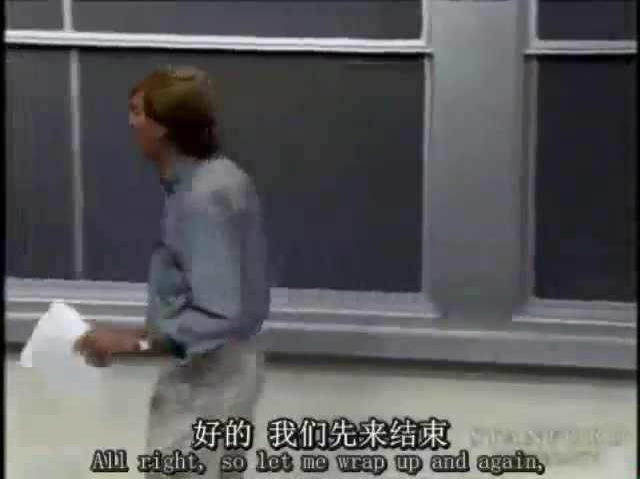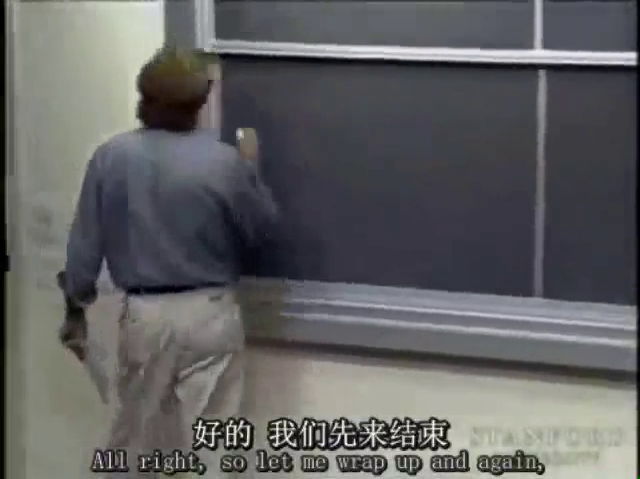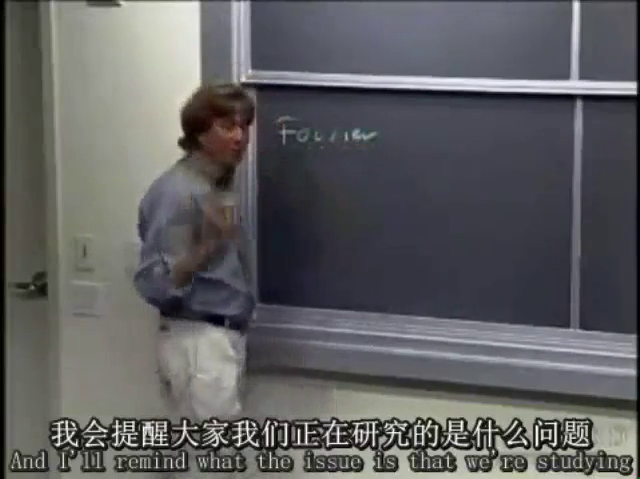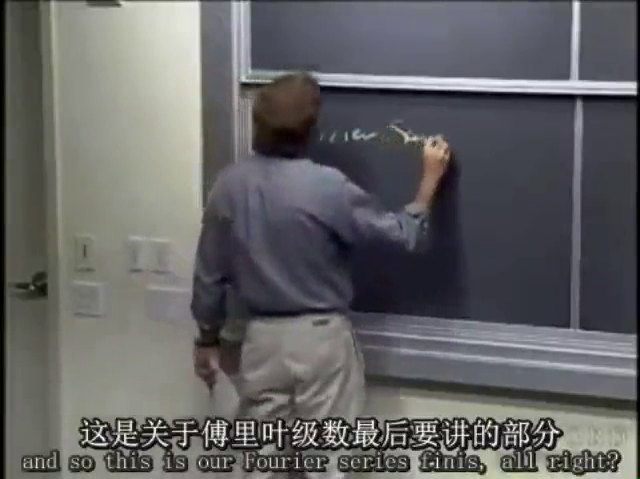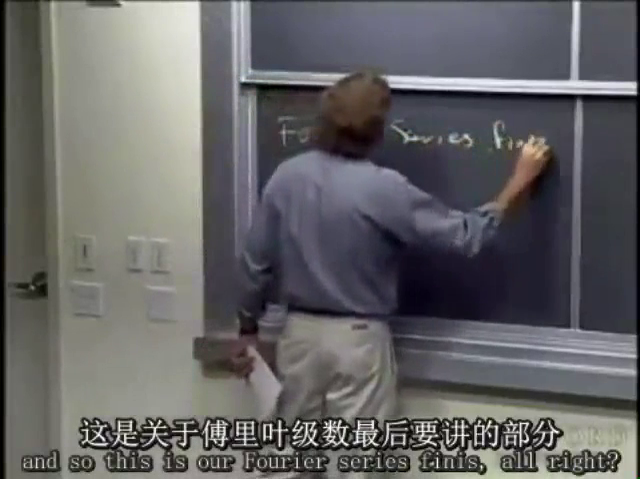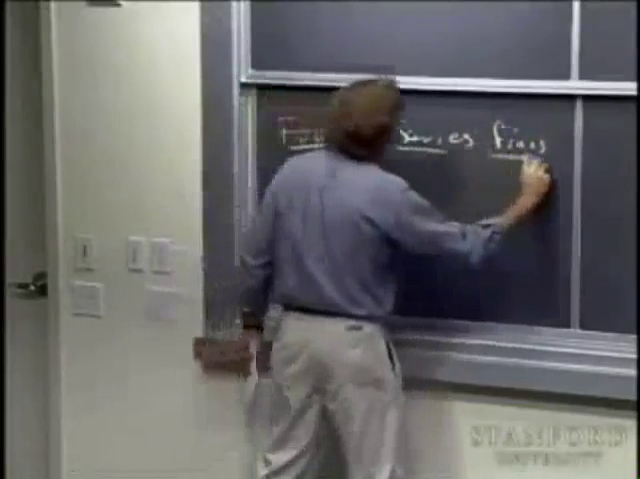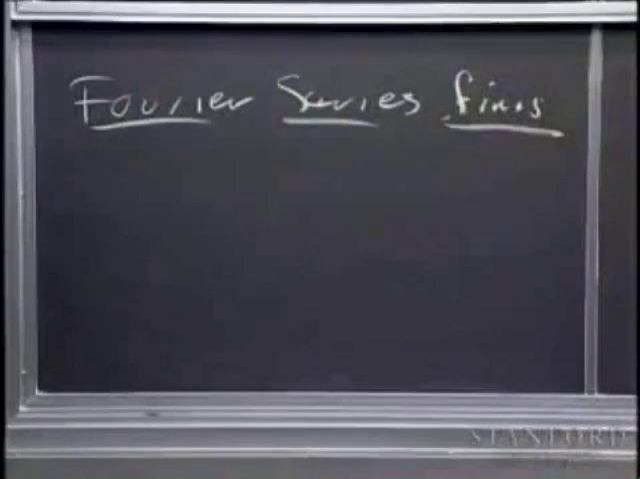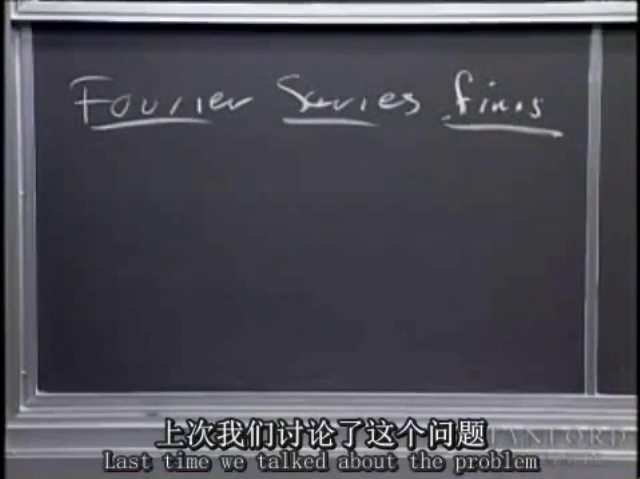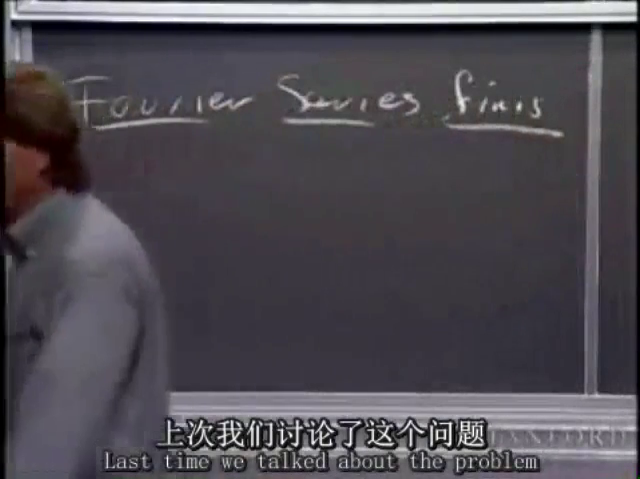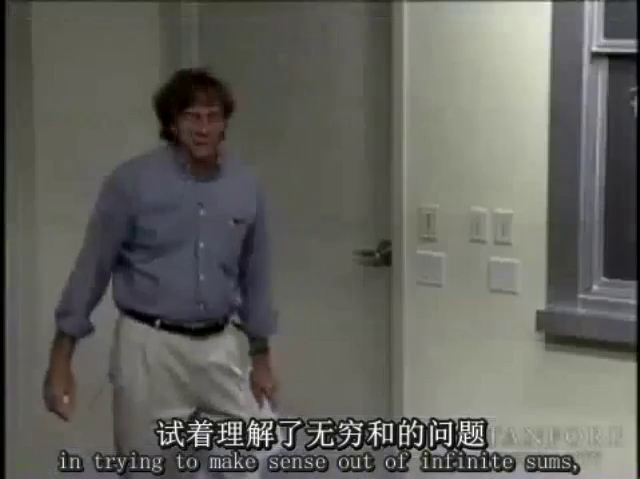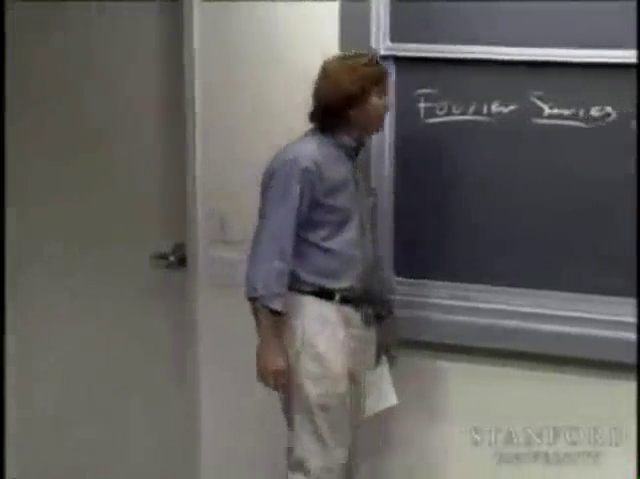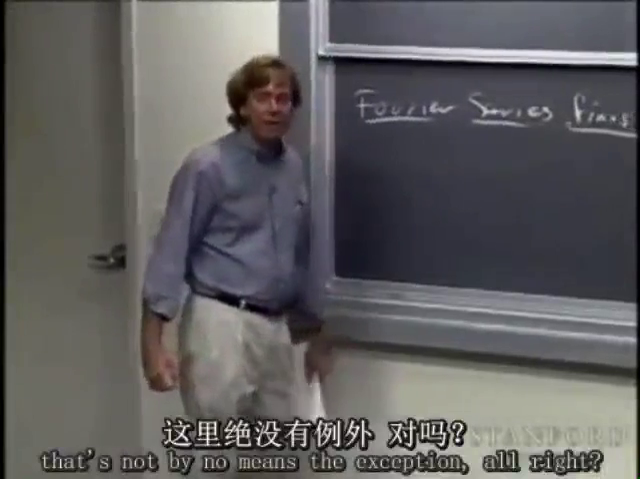All right, so let me wrap up some of the theoretical sides of things, and I'll remind you what the issue is that we're studying. So this is sort of Fourier series finale. Last time we talked about the problem in trying to make sense out of infinite sums, infinite Fourier series. And the important thing to realize is that that's by no means the exception.